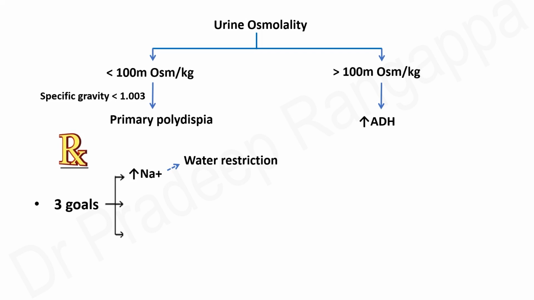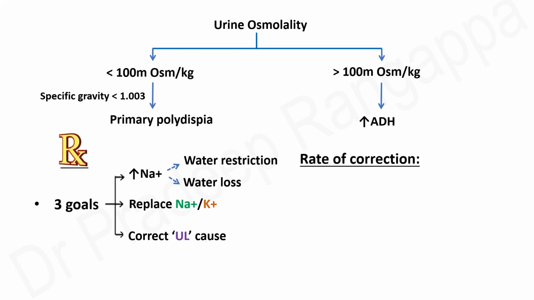Don't give unnecessary fluids, because the first step you need to correct hyponatremia is water restriction, to promote water loss and replenish the sodium or potassium or both with hypertonic saline if needs be. And the third important thing is to correct the underlying cause.